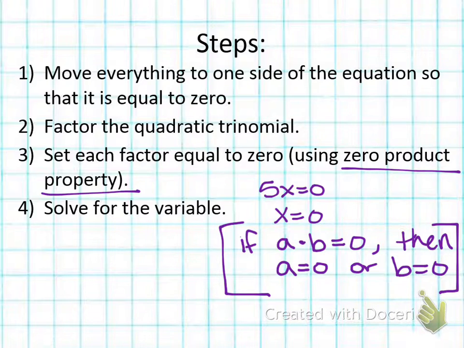So once you set each of the factors, in our case, a and b are going to be factors. So it might be like x plus 2 times x minus 1 equals 0. And then that means you can set each of those equal to 0. And you'll solve each of those equations for the variable.